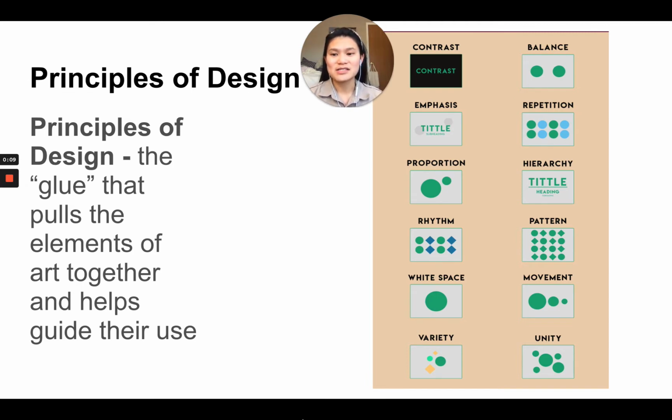The principles of design are the glue that pulls together the elements of art and helps guide their use in design or a composition. And that's a nice visual to remember some of them, but they're a little bit different than the ones in the textbook. So we're going to move right along and get into those.